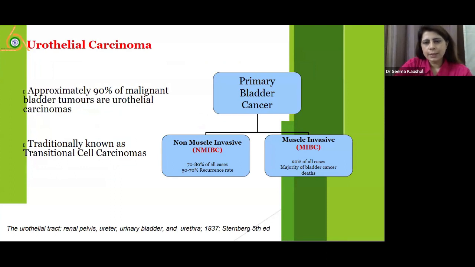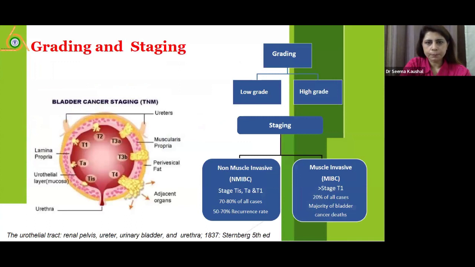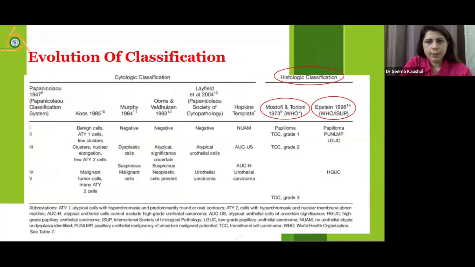More than 80-90% are non-muscle invasive. They are recurrent, but they have less mortality, while muscle invasive are 20% and are responsible for the majority of bladder cancer deaths.